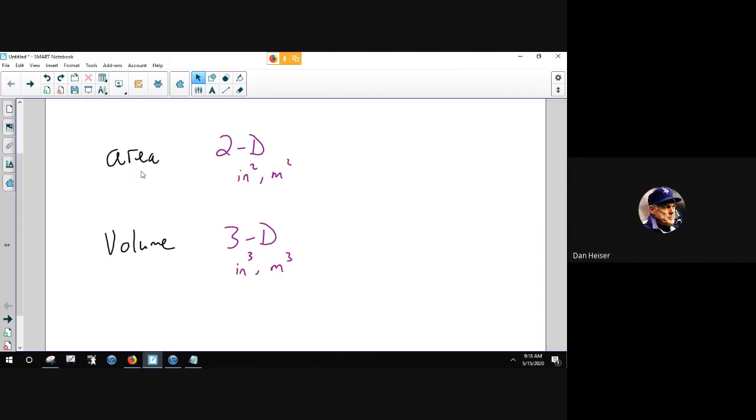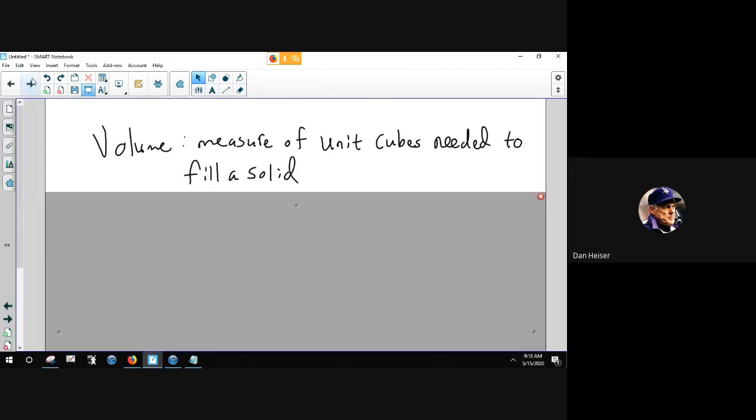And we think of volume as the space inside a solid. And more specifically, it's the number of unit cubes that can fill a solid. We said that area was the number of unit squares that comprised a polygon or a two-dimensional shape. Volume is the number of unit cubes that can fill that three-dimensional solid.